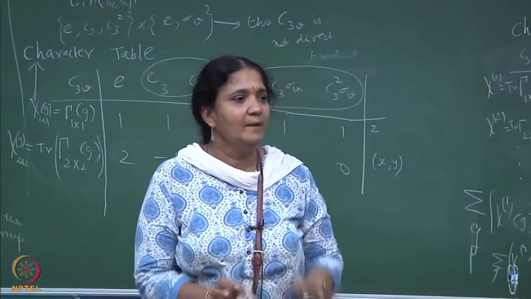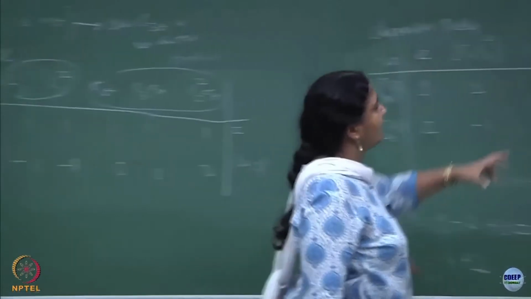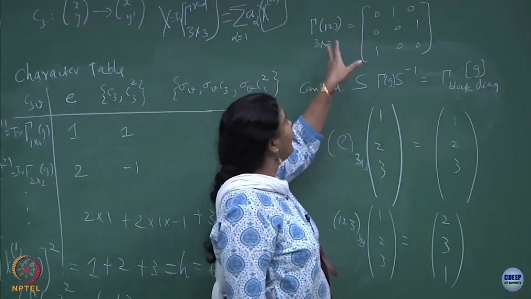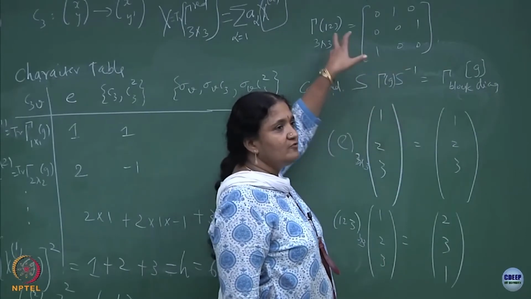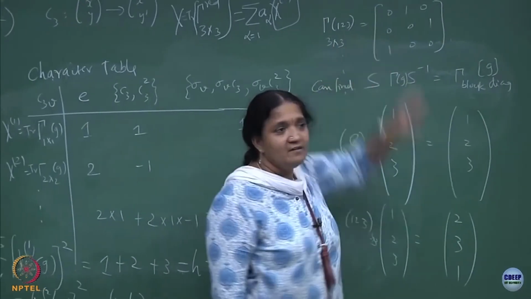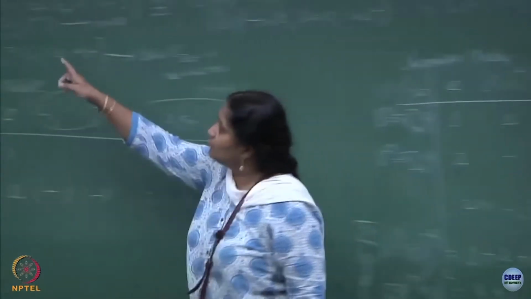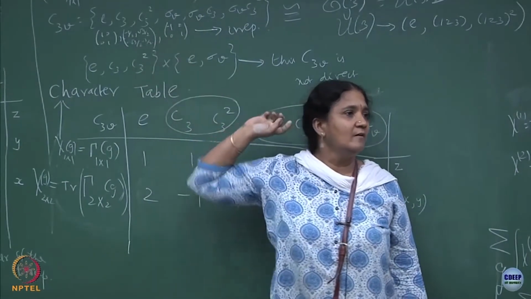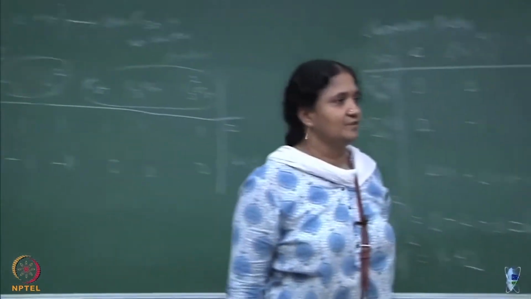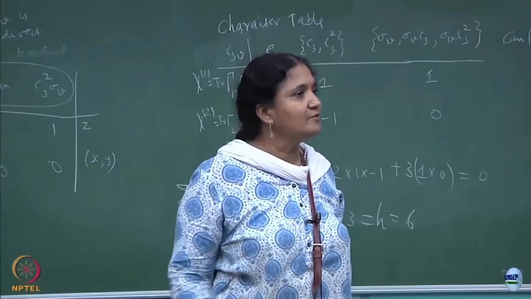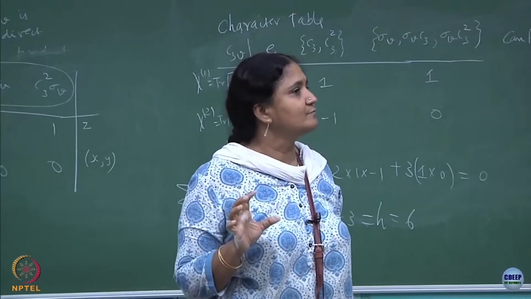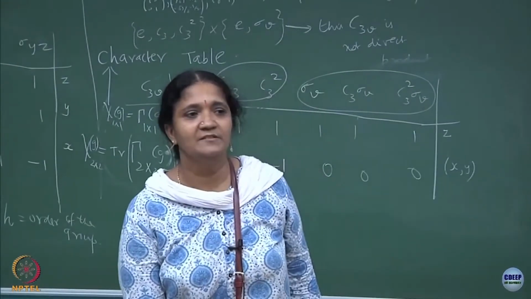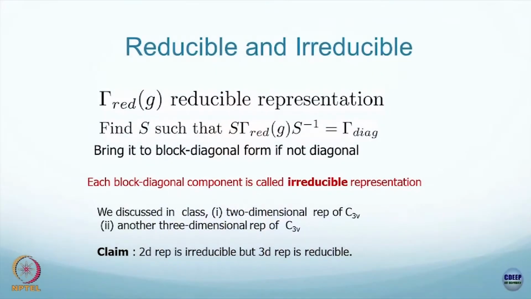Given a representation, you can find an S to break it up. If you can find an S to break it up, then you call it a reducible representation. If you cannot find an S to break it up, then you call it an irreducible representation. I have given you 2 examples just to remember. Any questions?